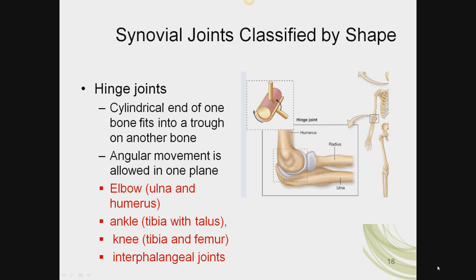A hinge joint is also a uniaxial joint in which the convex surface of one articulating bone fits into a concave depression on the other bone. Movement is confined to a single axis, like the hinge of a door. An example is the elbow joint. The trochlear notch of the ulna fits directly into the trochlea of the humerus, so the forearm can be moved only anteriorly toward the arm or posteriorly away from the arm. Other hinge joints occur in the knee and the finger in the interphalangeal or IP joints.